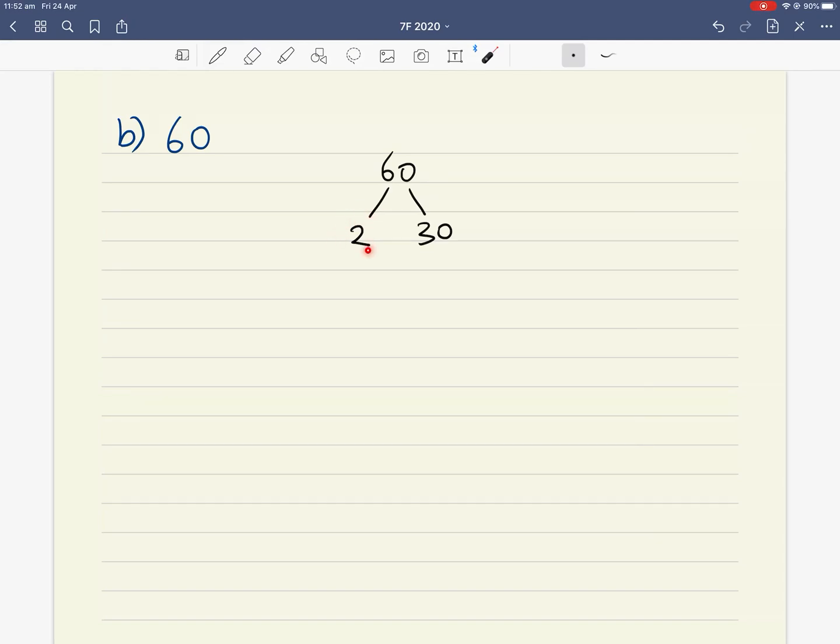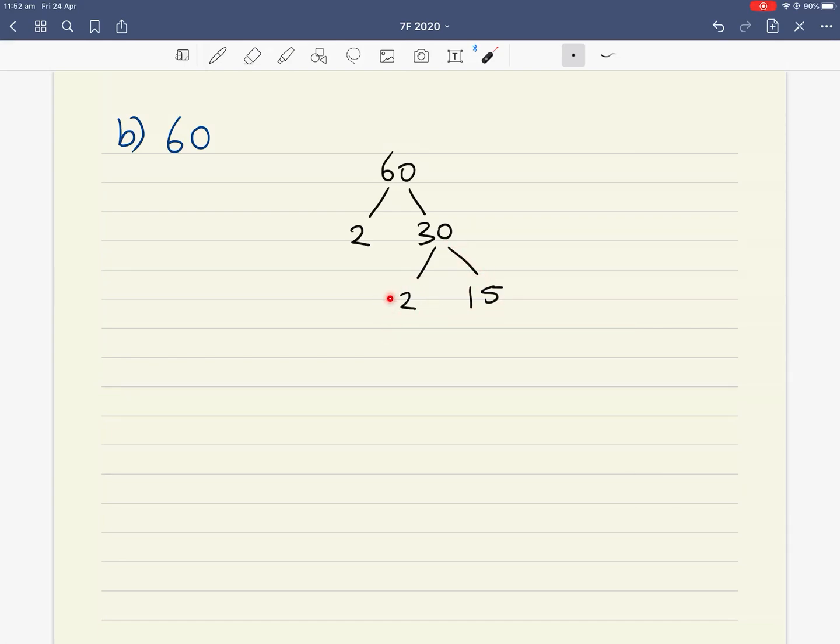Is 2 a prime number? Yes. So you stop with the 2. You don't branch the 2 out anymore. Is 30 a prime number? No, because it's even. So we can branch 30 out to become a product of factors. What 2 numbers multiply to be 30? Well, if you double 15, you get 30. So we can branch that out to be 1 branch is 2 and 1 branch is 15.